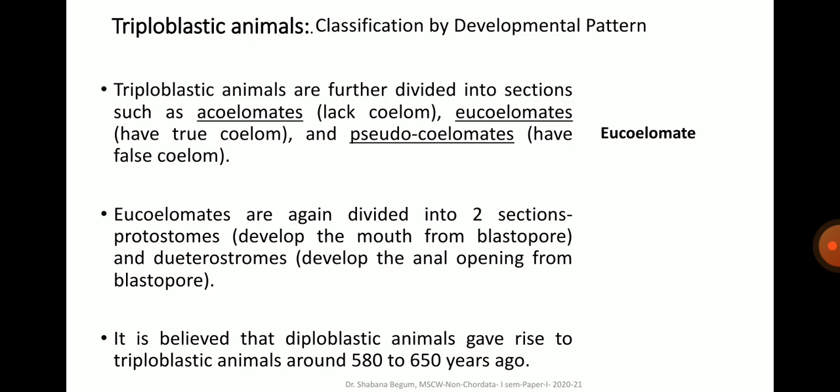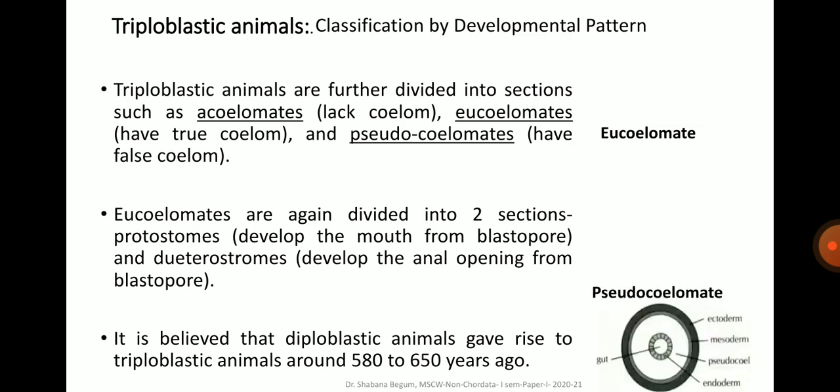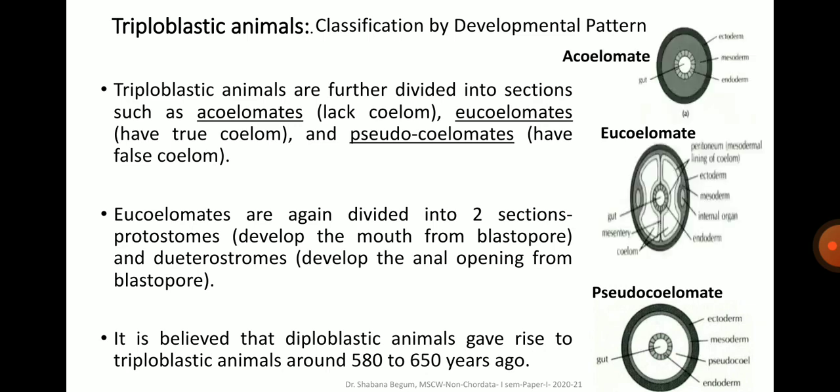So, it is believed that diploblastic animals gave rise to triploblastic animals around 580 to 650 years ago. Here are the pictures of the acoelomate, eucoelomate and pseudocoelomate conditions.